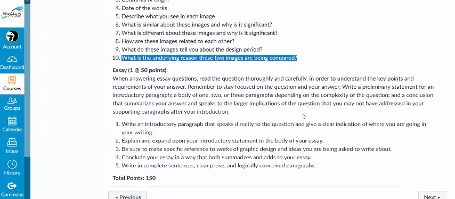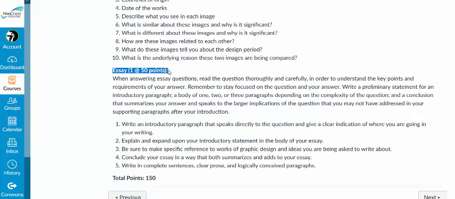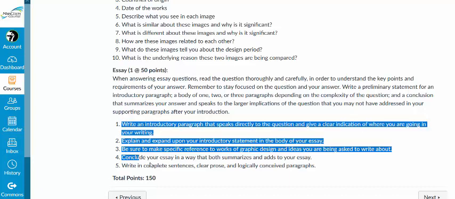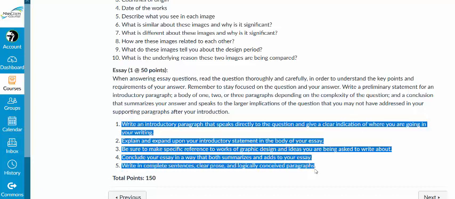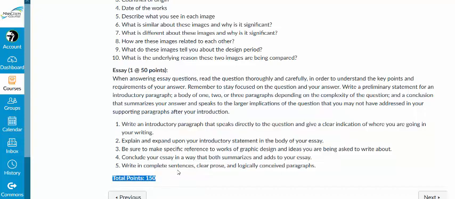Then finally, you'll have an essay question, just one of those, but you'll have your choice out of several. You want to read the question thoroughly and carefully to make sure that you understand the requirements of your answer. And be sure to stay focused on the question and your answer. And here are some guidelines to help you with your essay. The total points for the exam are 150.